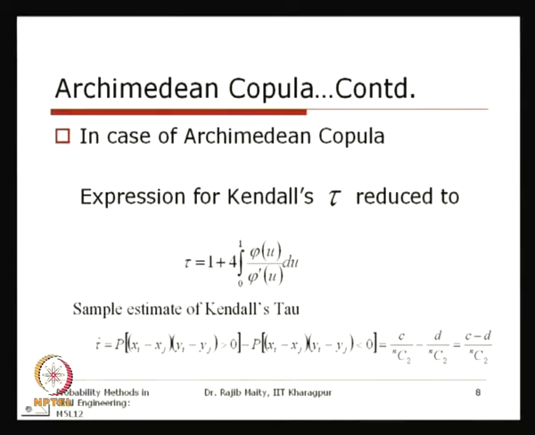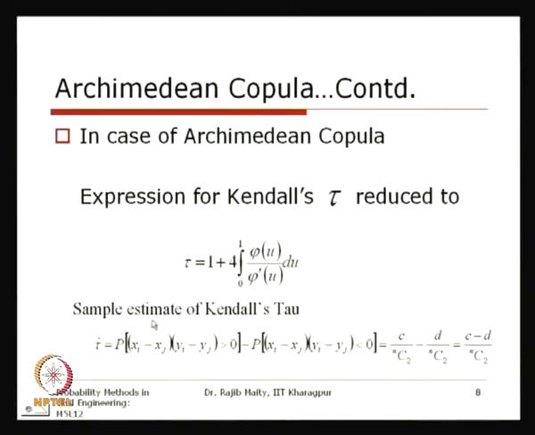Now, what we have to do first from the sample is estimate the value of tau, that is the Kendall's tau. If we know this Kendall's tau from the data, then we can get the sample estimate of theta, and that theta we can use for the complete development of the joint distribution. Now, we will take some time to explain how we can get that sample estimate of Kendall's tau.